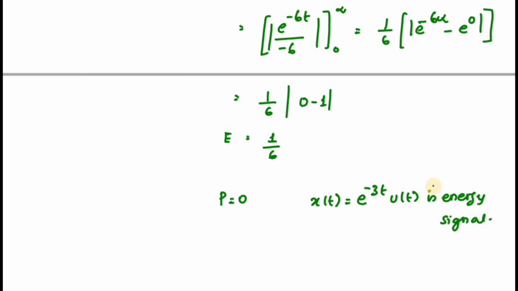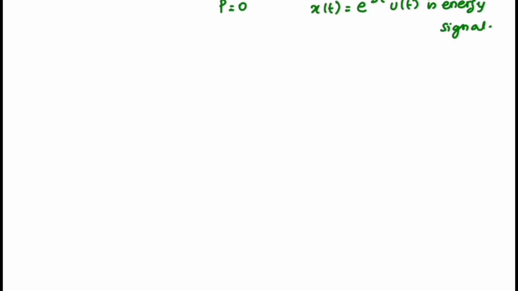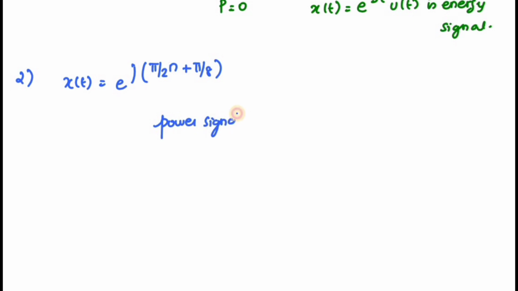Okay. Now let us take another example. Second problem. x of t is equal to e power j pi by 2 n plus pi by 8. So this is nothing but a power signal. Here the amplitude value is 1, so we'll get the answer as 1 square, and 1 square is 1.